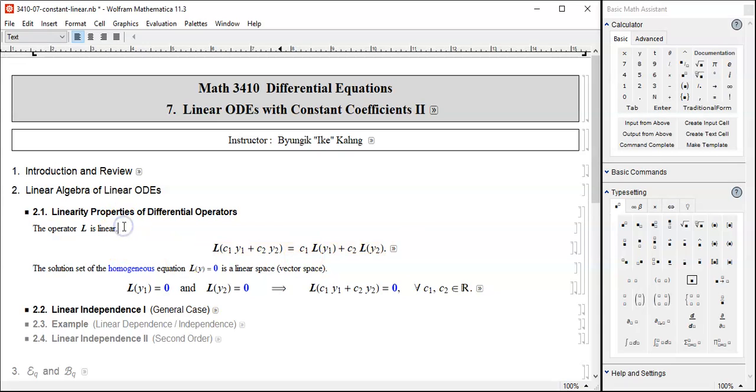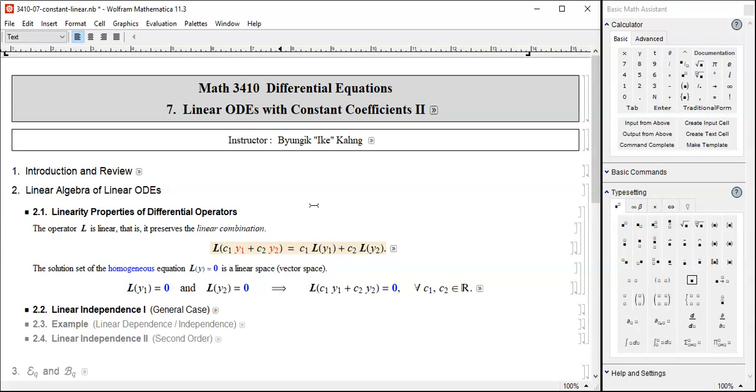What do you mean by that? It preserves the linear combination. What is a so-called linear combination? Does everybody recall? Something like this is called a linear combination: y1 is a function, y2 is a function, and c1 and c2 are numbers. So number times y1 plus coefficient times y2, that kind of thing is called a linear combination.